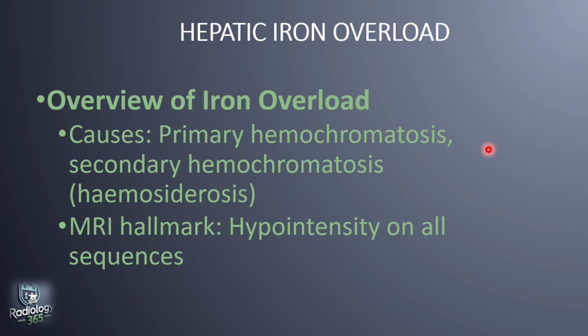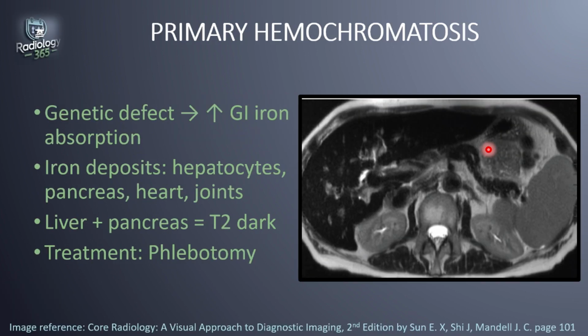Let's look at the two main types of iron overload, primary and secondary hemochromatosis. Primary hemochromatosis is a genetic condition with excessive GI iron absorption. The iron now deposits in the hepatocytes and other organs except the reticuloendothelial system.